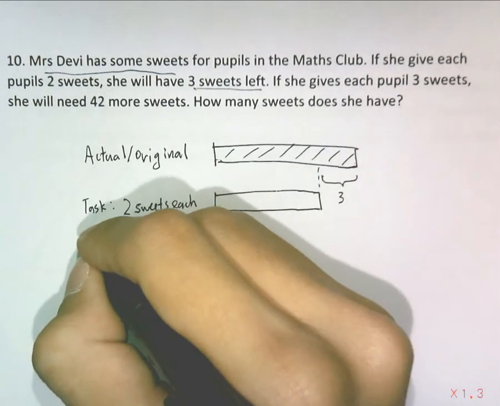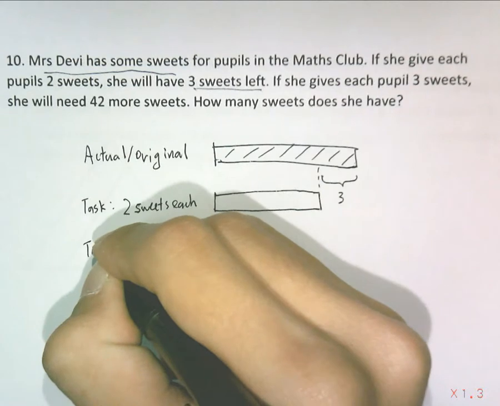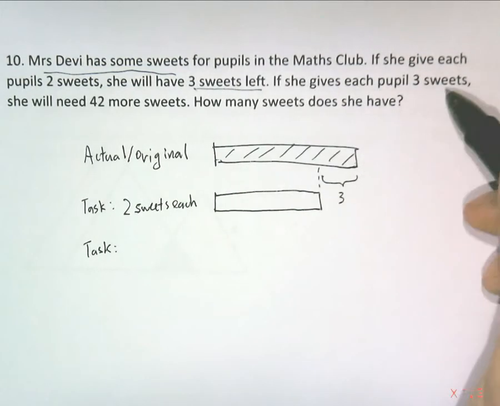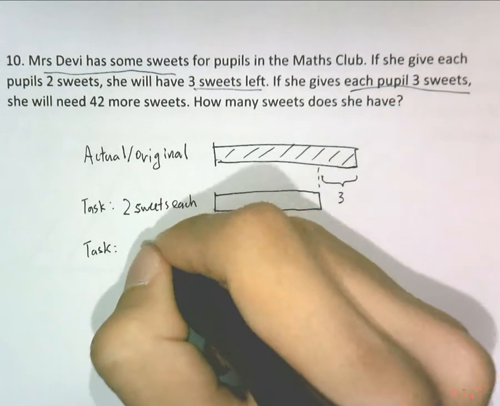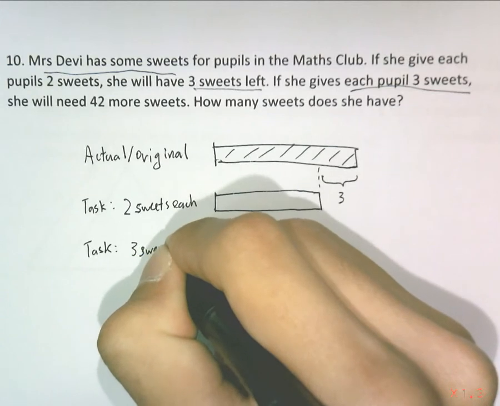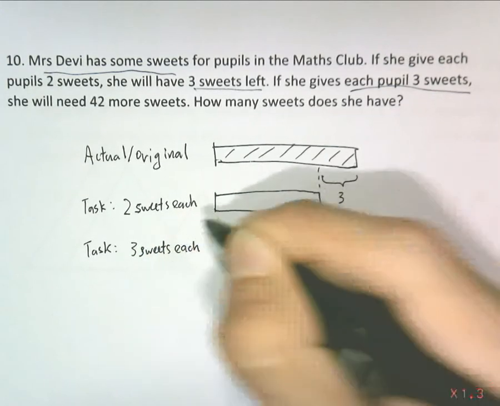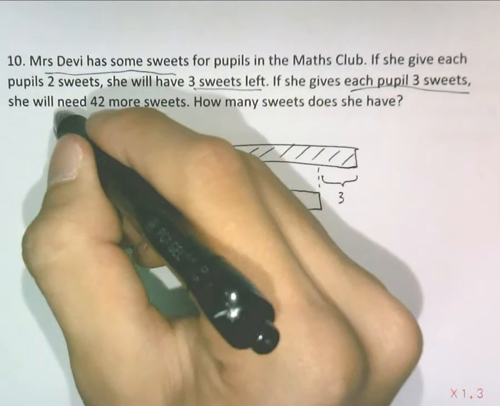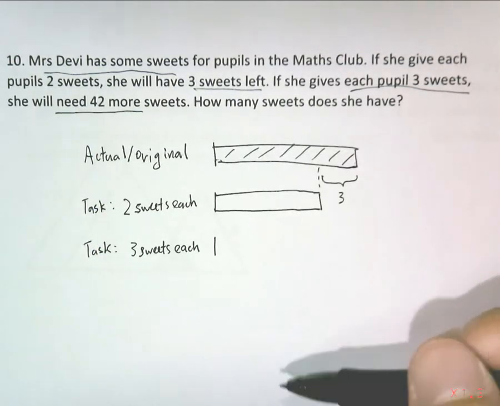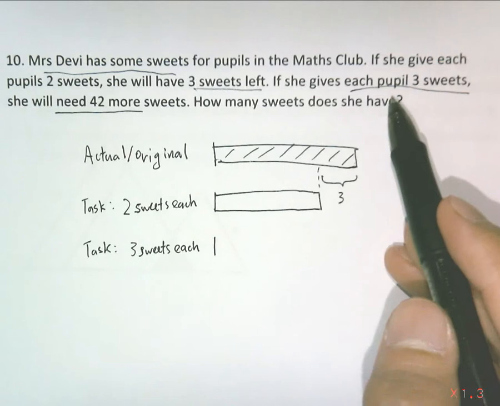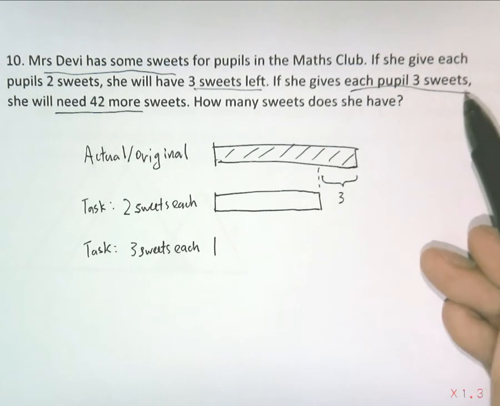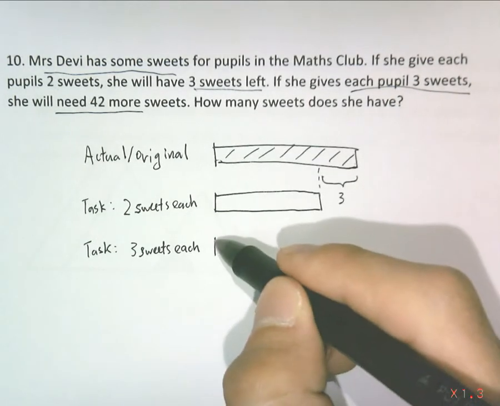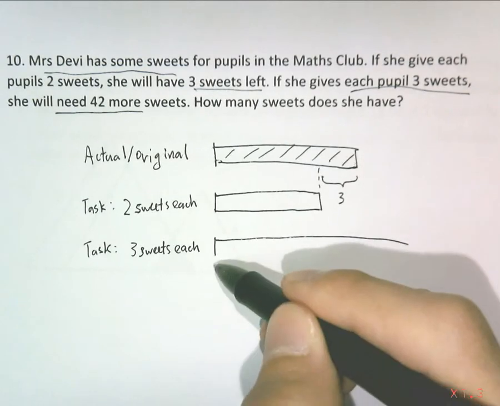The second task is to change it: if you were to give each pupil 3 sweets, so 3 sweets each, she would need 42 more. In other words, giving each pupil 3 sweets would mean that she would need a lot more sweets.